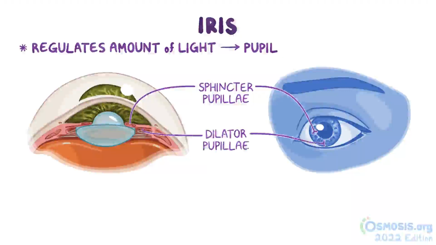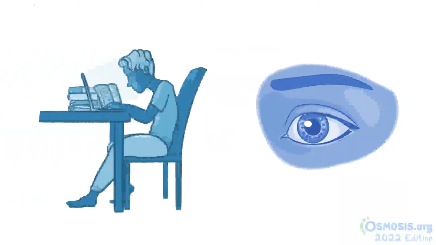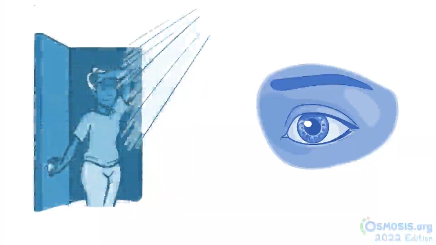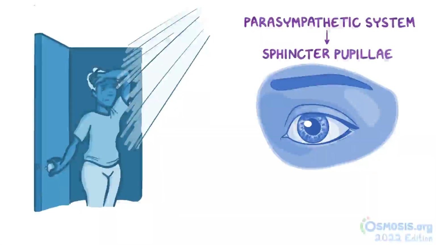Now, let's say you've been studying anatomy for quite a few hours now and need some air, so you decide to go out to the park to clear your mind. When you come out from the relative darkness of your home and are bombarded by the light of day, your parasympathetic system sends a signal to the sphincter pupillae to contract immediately, therefore contracting the pupil and preventing excessive light from entering your retina.